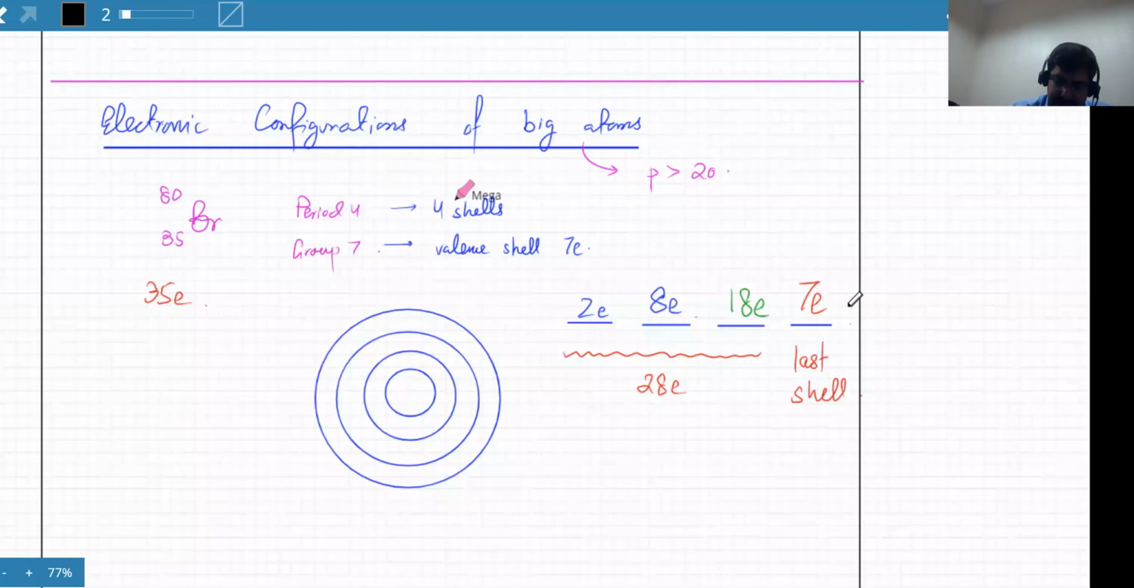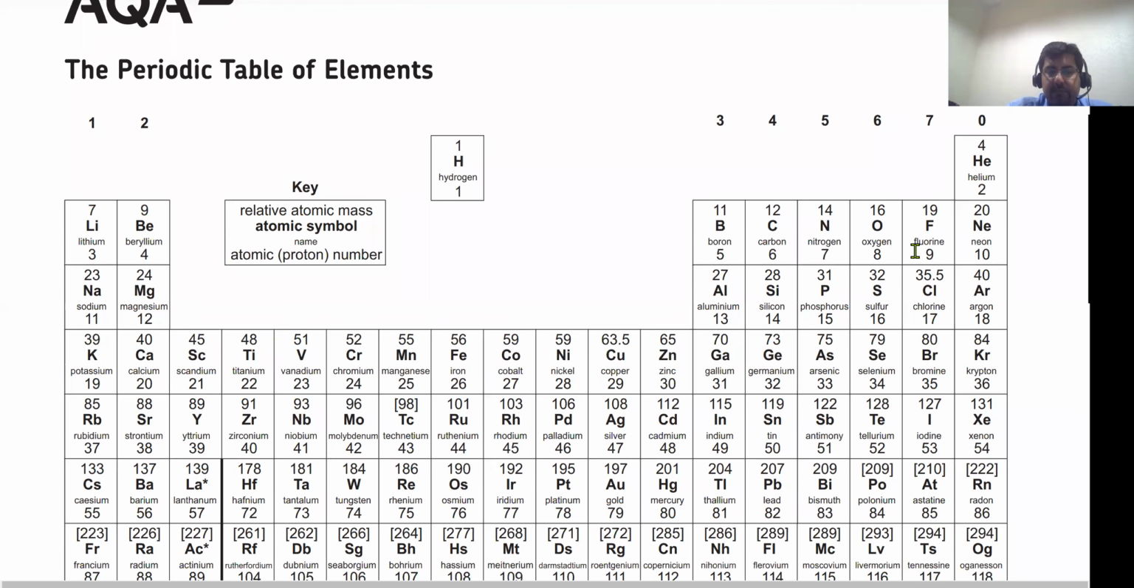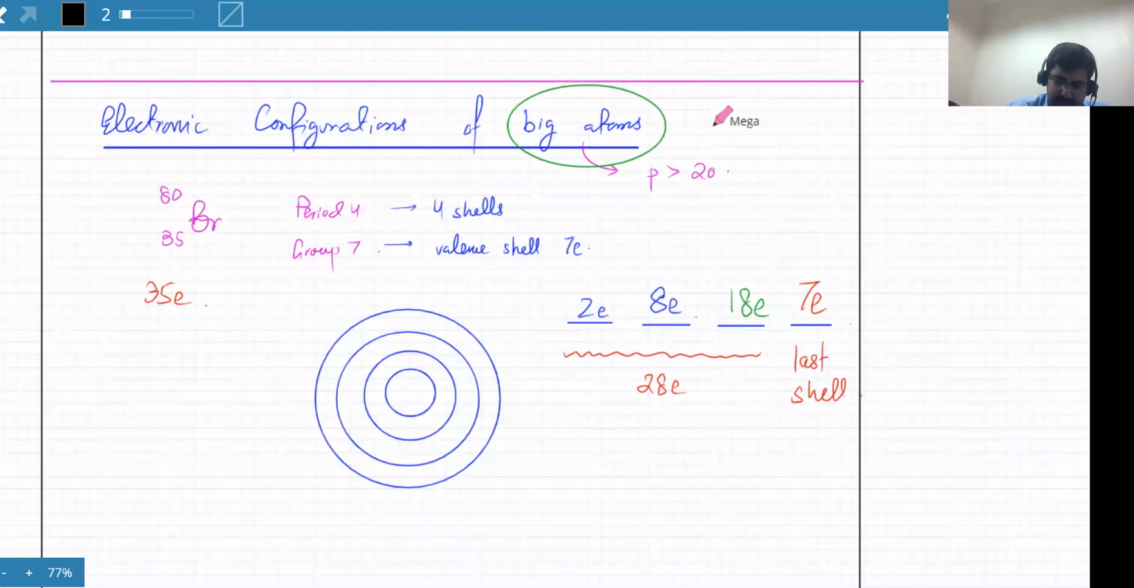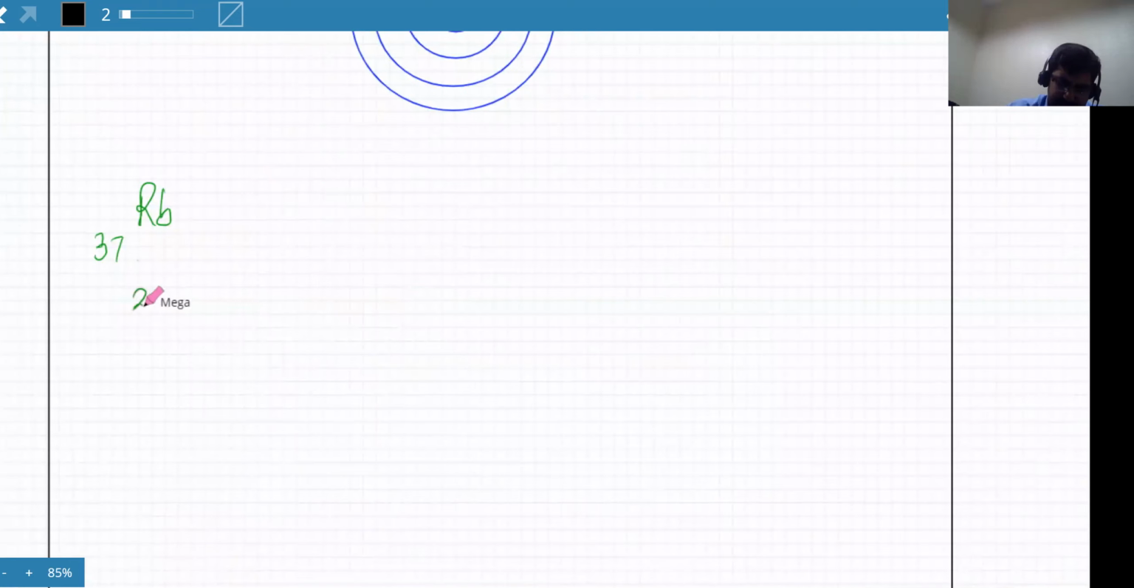Okay, so the important thing is this only applies to big atoms. So we're going to pick another big atom. Let's pick rubidium. Rubidium has 37 electrons. So let's try and write the electronic configuration of rubidium, Rb, 37. That means it has a total of 37 electrons.